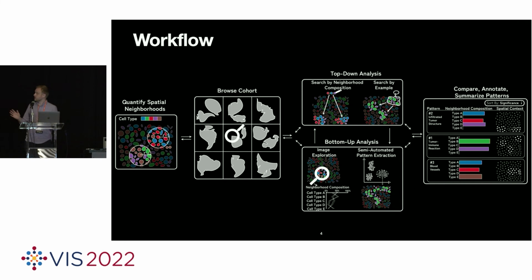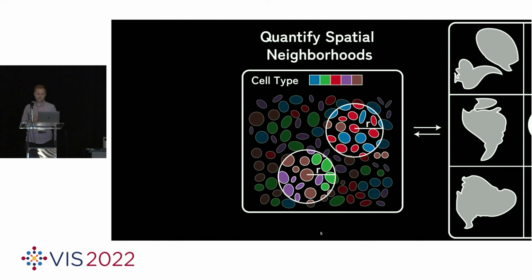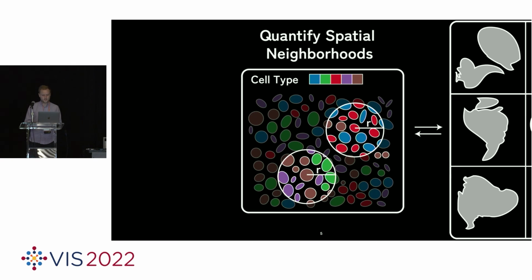So based on these challenges, we formed a working group with experts at the Lab of Systems Pharmacology at Harvard Medical School and the Santagata Lab at Brigham and Women's Hospital. And from this working group, we propose an interactive workflow for spatial neighborhood analysis. And this workflow begins by quantifying the neighborhoods of each cell in a specimen and across specimens in a cohort.